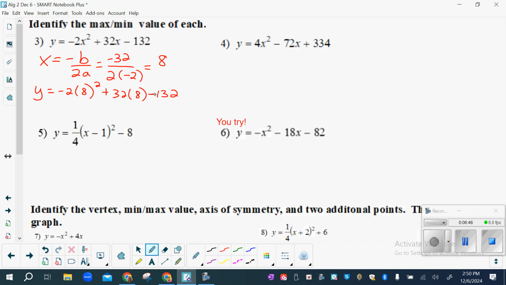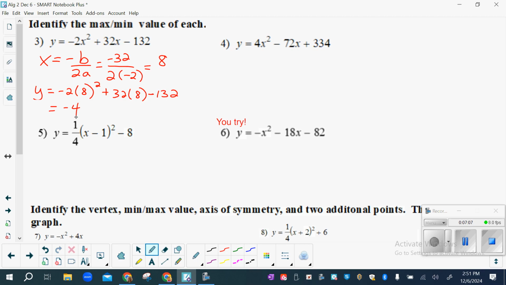What do we get for our answer? You guys all have calculators. You're going to need to watch me do it on my calculator. What do we get for an answer? Negative 4. Negative 4.